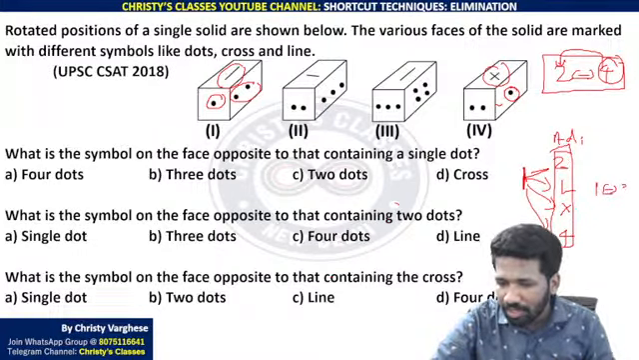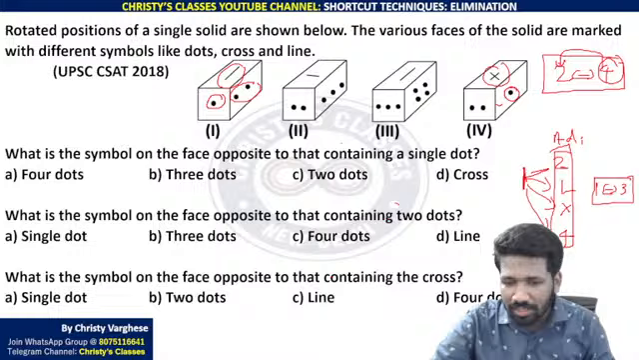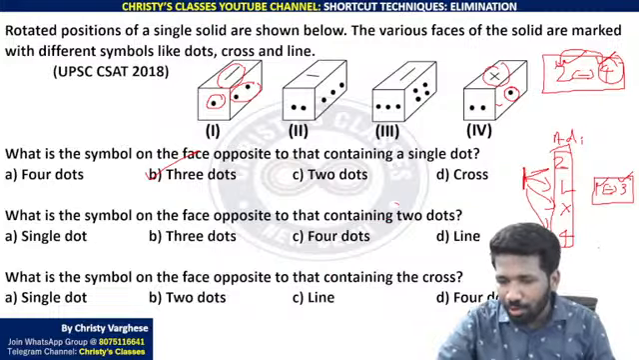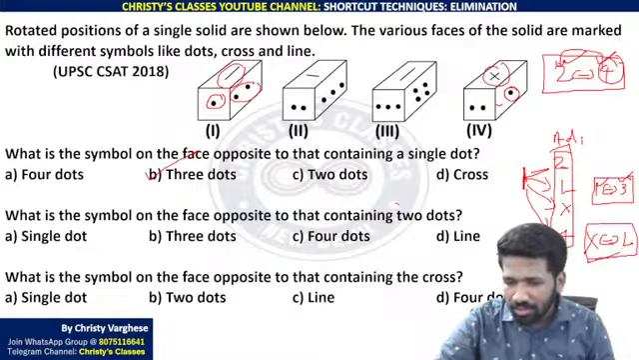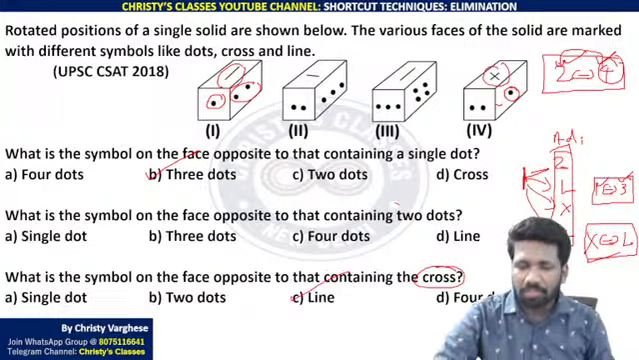What is the remaining? 3 dot. So 1's opposite is 3 also we got. 2's opposite is 4 and 4's opposite is 2. 1's opposite is 3 and 3's opposite is 1. And that finishes the remaining problem also. We already got two pairs of opposites. As we already got two pairs of opposites, the cross opposite can only be the remaining object, that is line. So cross opposite will be line. So option C is the answer.